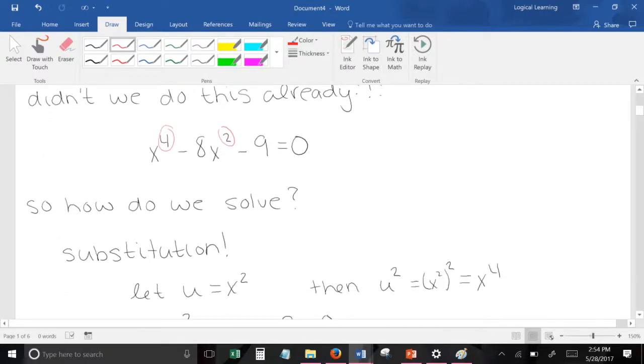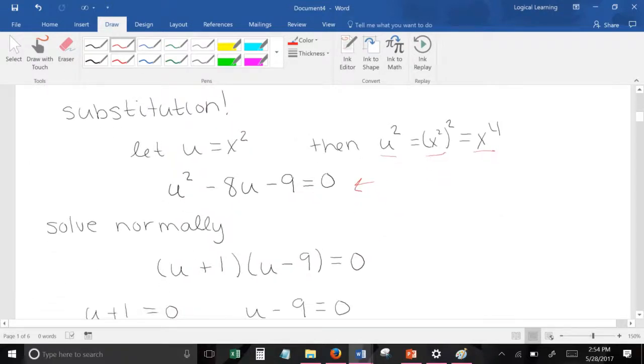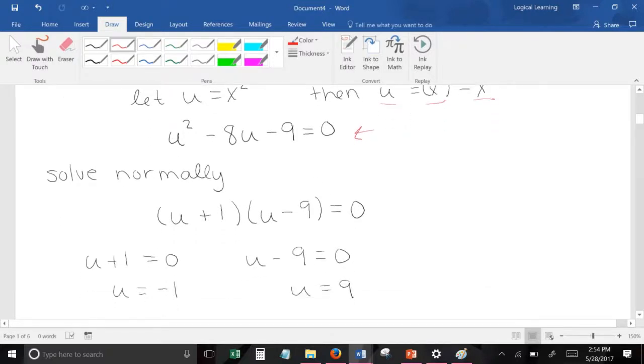For this example, we can let u equal x squared. Then u squared is just x squared squared, which is x to the fourth, and we can see that we have an x to the fourth, we have an x squared, and so now if we substitute those into our equation, we have something that looks just like our regular quadratic equations, and we can solve it normally. We factor, in this case we can just factor it out. We use the zero product property to set both equal to 0 and solve. And now we have solved for u.